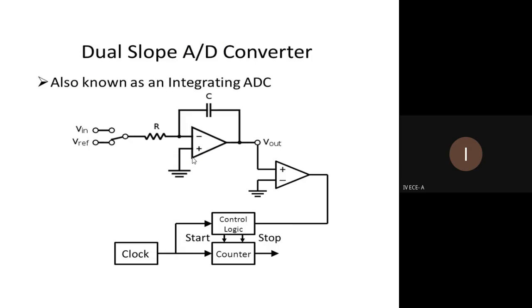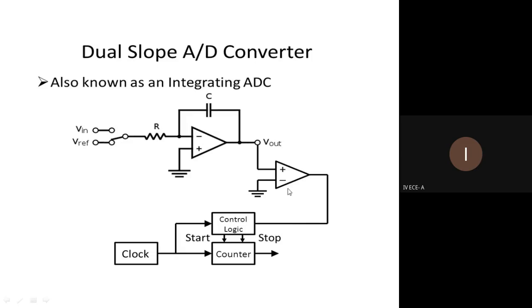Right. Next one is the dual slope analog to digital converter. So this is the circuit diagram for the dual slope type. Here, for the comparator, we give the analog signals V in and V reference. We give these two signals, V in and V reference, to the inverting terminal, and then that is given to the operational amplifier.